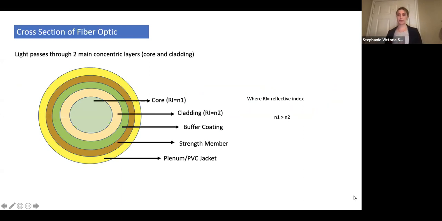So a fiber optic, this is a cross section, is made up of many, many layers. But the main two that we're really looking at are the most inner two. And so the innermost layer is called the core and the second most inner layer is called the cladding. And it's important that the core has a greater index of refraction than the cladding does.